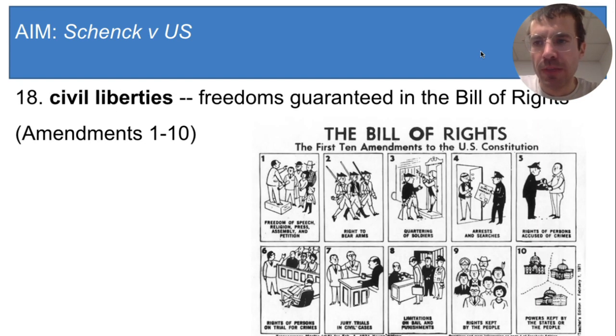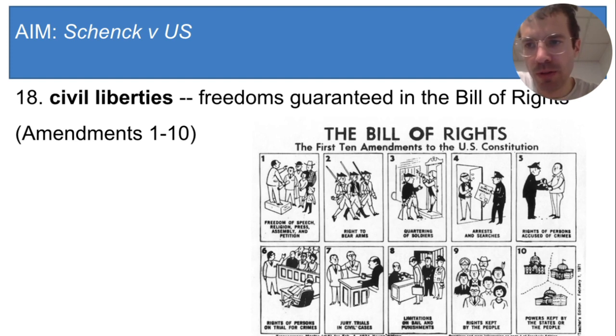Civil liberties are basic freedoms that are guaranteed by the first 10 amendments to the US Constitution, which is also known as the Bill of Rights. Take a look at this image. You probably learned these amendments in the first semester of US history.